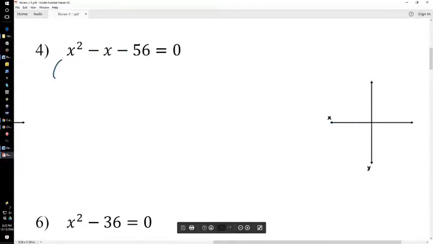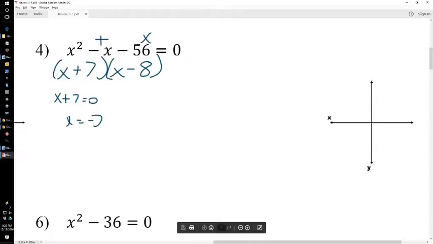Number 4, same idea. Two things that multiply to the left are x and x. Two things that multiply to the right but also add up to the middle, in this case, are 7 and 8. 7 times 8 is 56. Since it's a negative 56 and a negative 1, I'm going to make my 8 negative and my 7 positive, because 7 minus 8 is negative 1. Then from there, we set them equal to 0. So x plus 7 equals 0, x equals negative 7, x minus 8 equals 0, x equals positive 8.